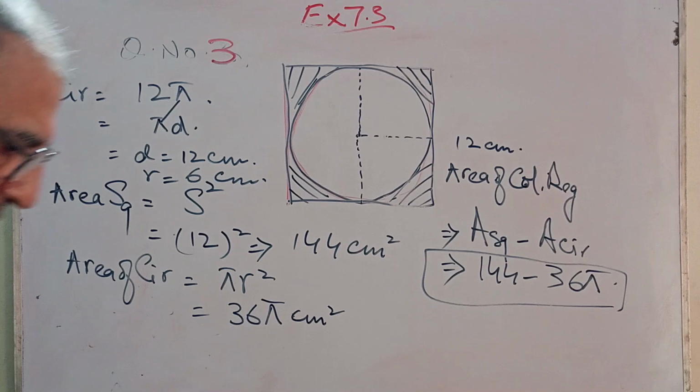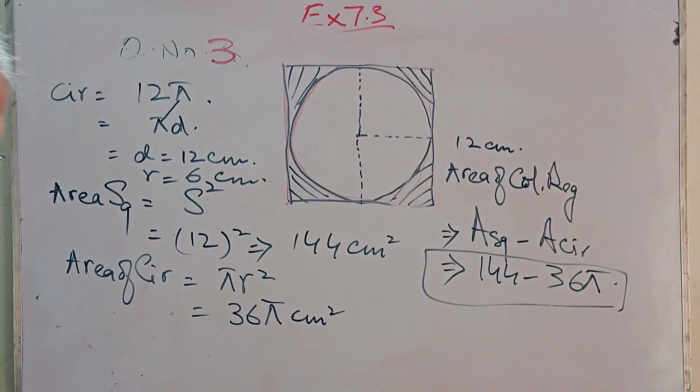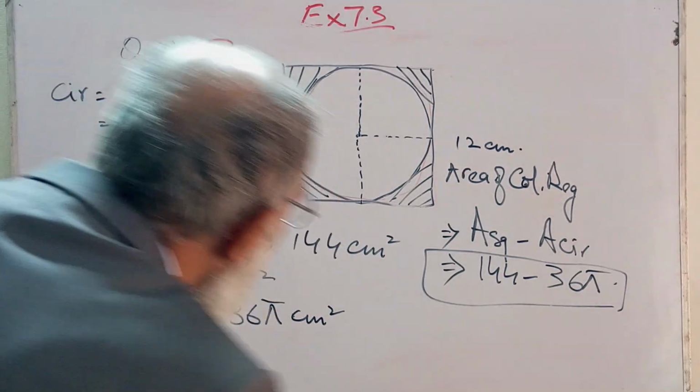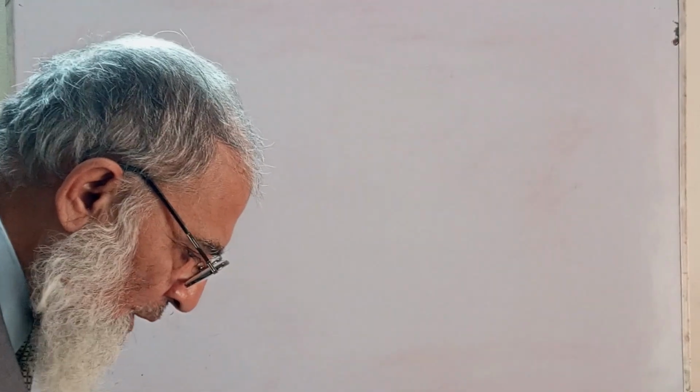Now question number 4, the last question of the exercise, and we are done. My dear students, the last question is: the diagram shows two concentric circles. And what is a concentric circle? First you must know what a concentric circle is. Concentric circles are circles with one center only. You can draw many circles on one center, and all those circles will be called concentric circles.